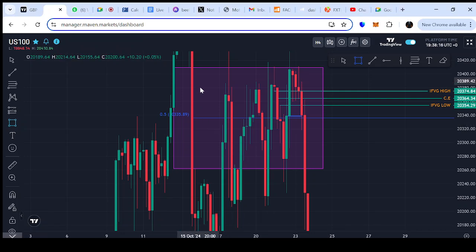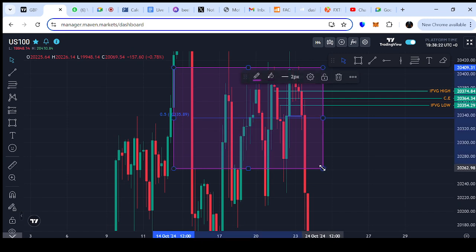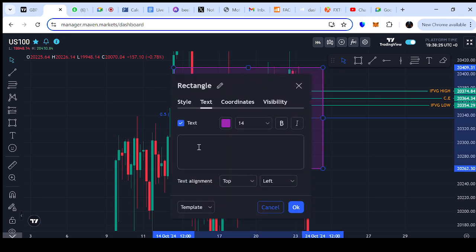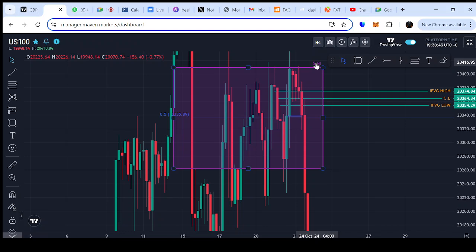So to get here in CB, this is CB, sell side imbalance, buy side inefficiency. CB, sell side imbalance, buy side inefficiency, the full meaning. Yeah, see it up there.